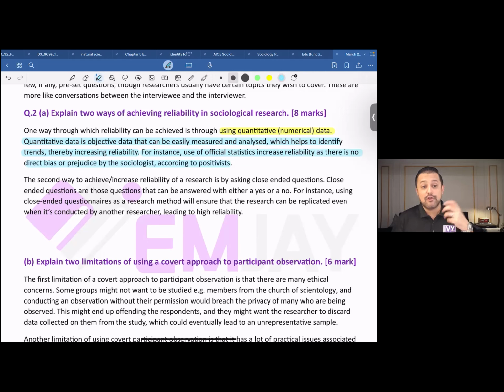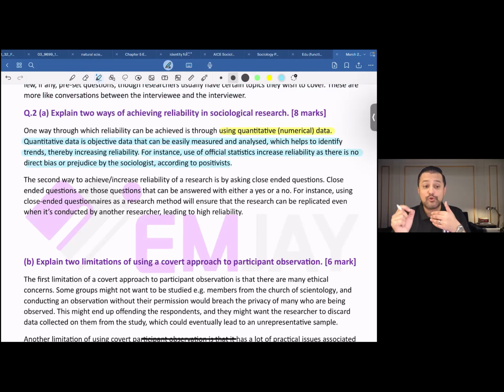according to positivists. Of course, when you talk about collecting quantitative data according to positivists, an example could be the usage of official statistics. Official statistics are an example of quantitative data, because many nations, many countries, when they're collecting official statistics, have a specific criteria that they use. They have their own definitions and operationalized ways through which they collect that data, which can lead to higher reliability, right?